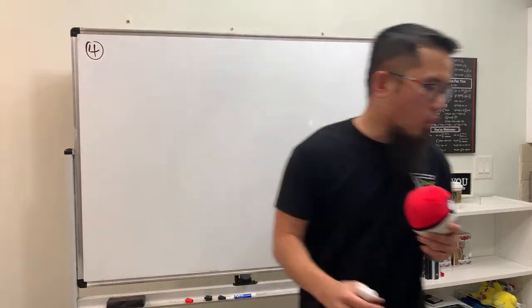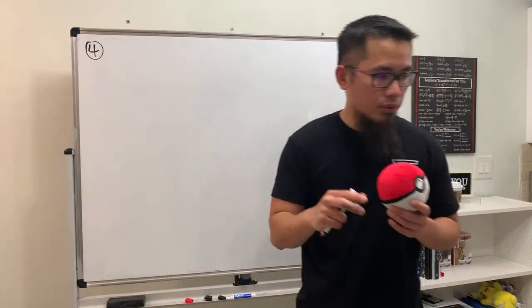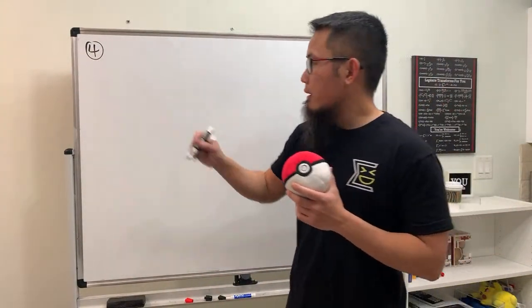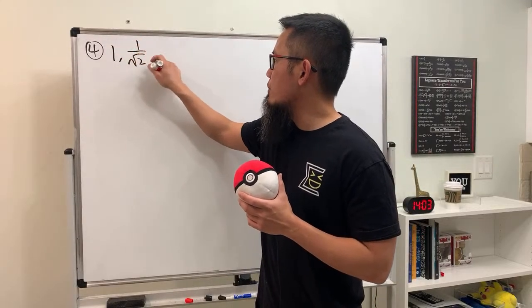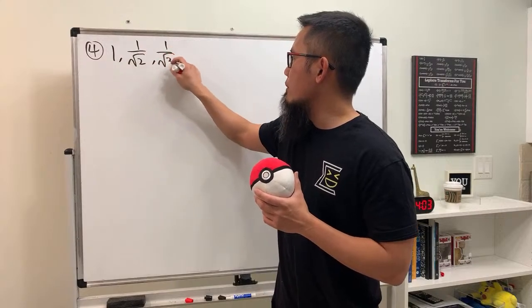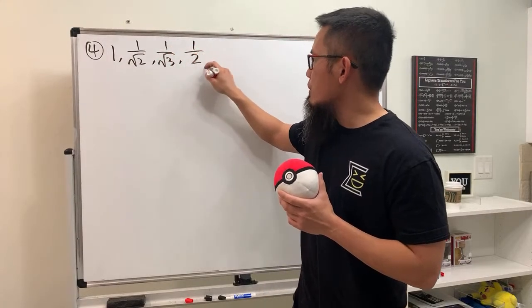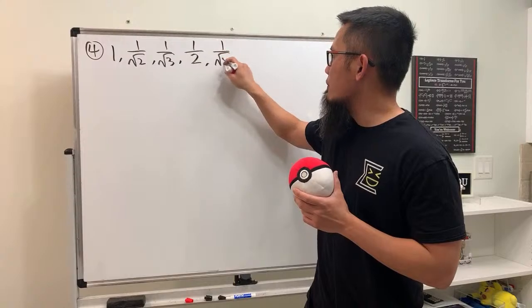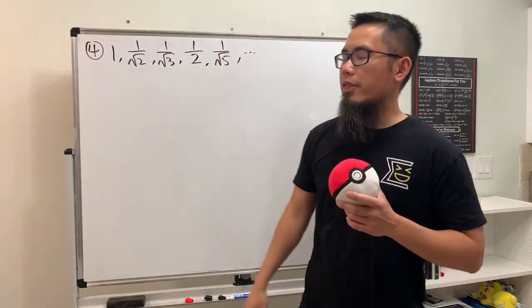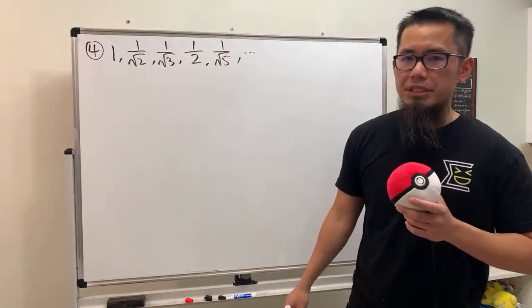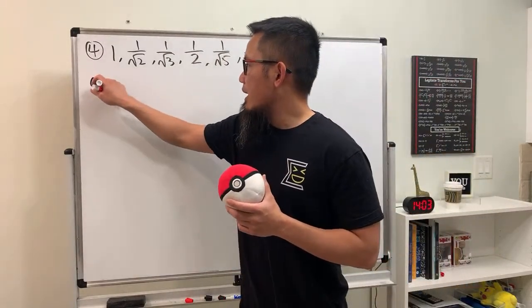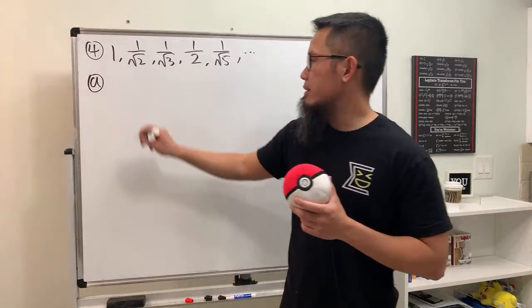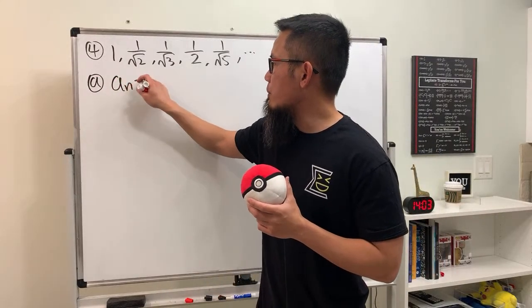All right, number 4. One more that we are going to deal with the list of the numbers, right? So we have 1 over square root of 2, and then 1 over square root of 3, 1 over 2, 1 over square root of 5. So another one that I wrote down the numbers instead of giving you the formula right away. Okay, an, right? First one, figure out formula.